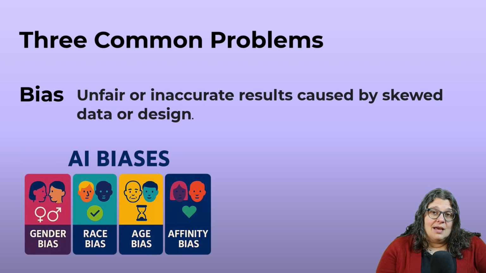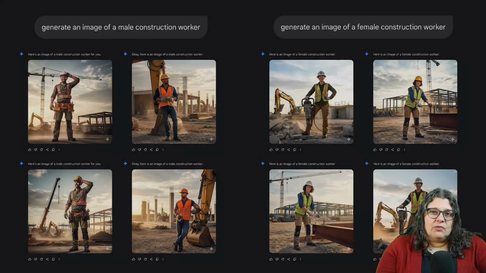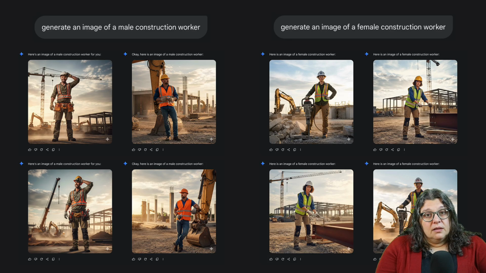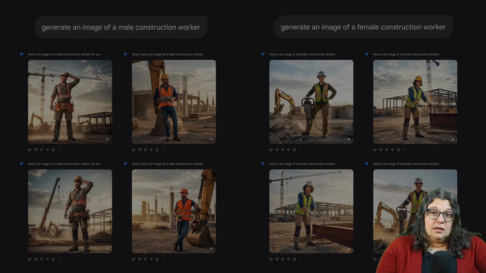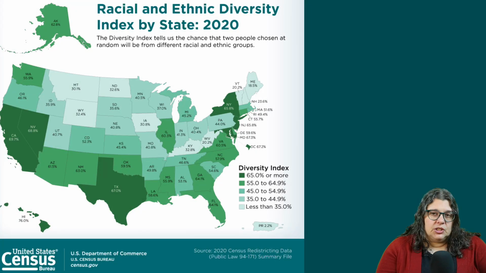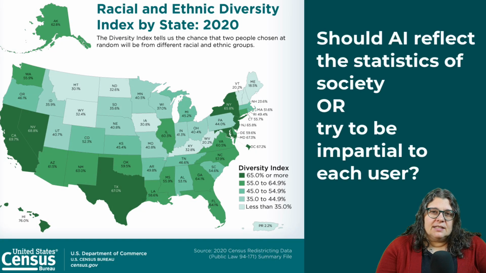Take bias. Imagine asking an AI to generate an image of a man and a woman performing a specific job. The image might only show people of a certain race. Why? Because in the data it was trained on, those patterns appeared more often. This raises an important question. Should AI reflect the statistics of society, or should it try to be impartial to each user?